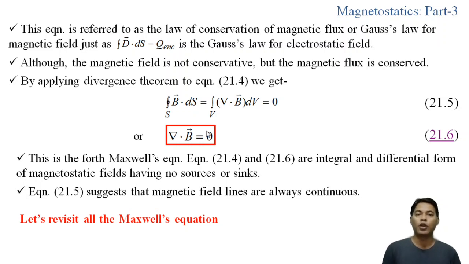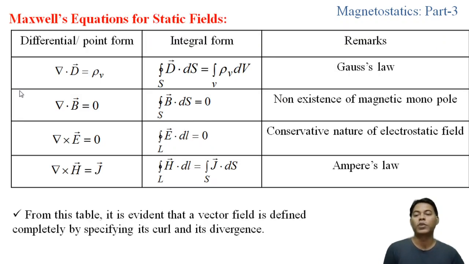We have studied two Maxwell's equations for the case of the electrostatic field. Also we have seen two Maxwell's equations in the case of magnetostatics. So let us revisit these four Maxwell's equations for the static electric and magnetic fields. In the first column, the differential form of Maxwell's equations is written. In the second column, the integral form is written. And in the third column, the remarks regarding these equations.